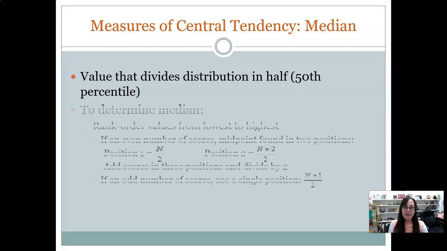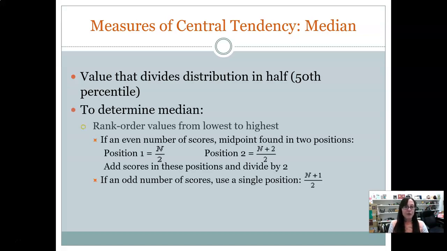To determine the median, you first want to rank order the values from lowest to highest. Make sure that they're in that order, because if they're in a random order, your median won't mean anything. So if you just have a list of values, make sure you put them in order from lowest to highest. Then you have to do different things if you have an odd number of scores or an even number of scores.